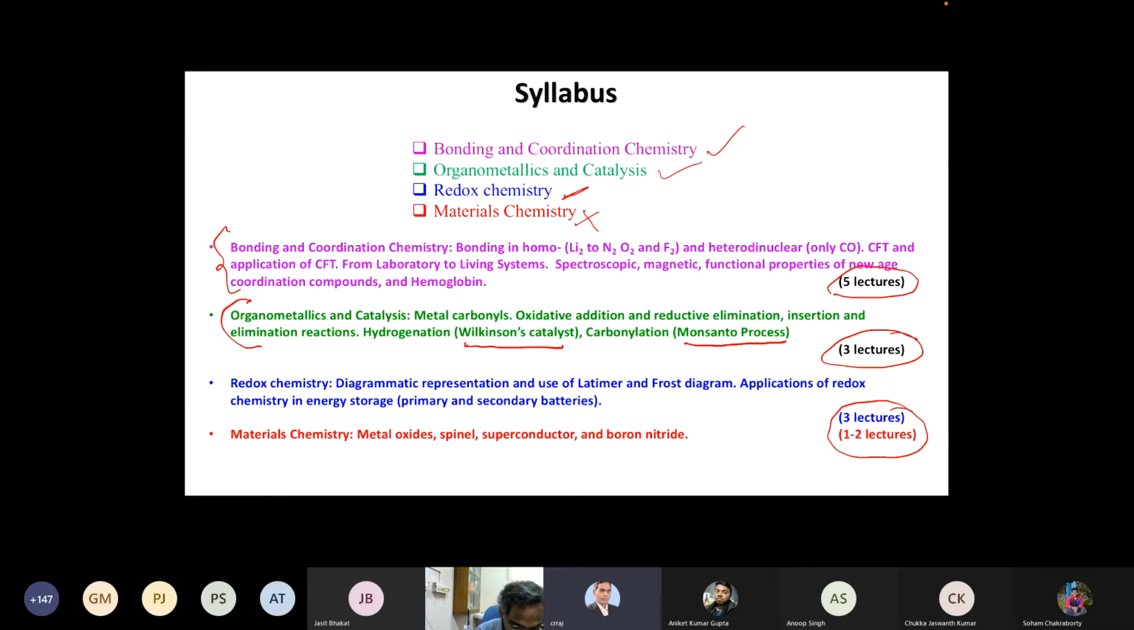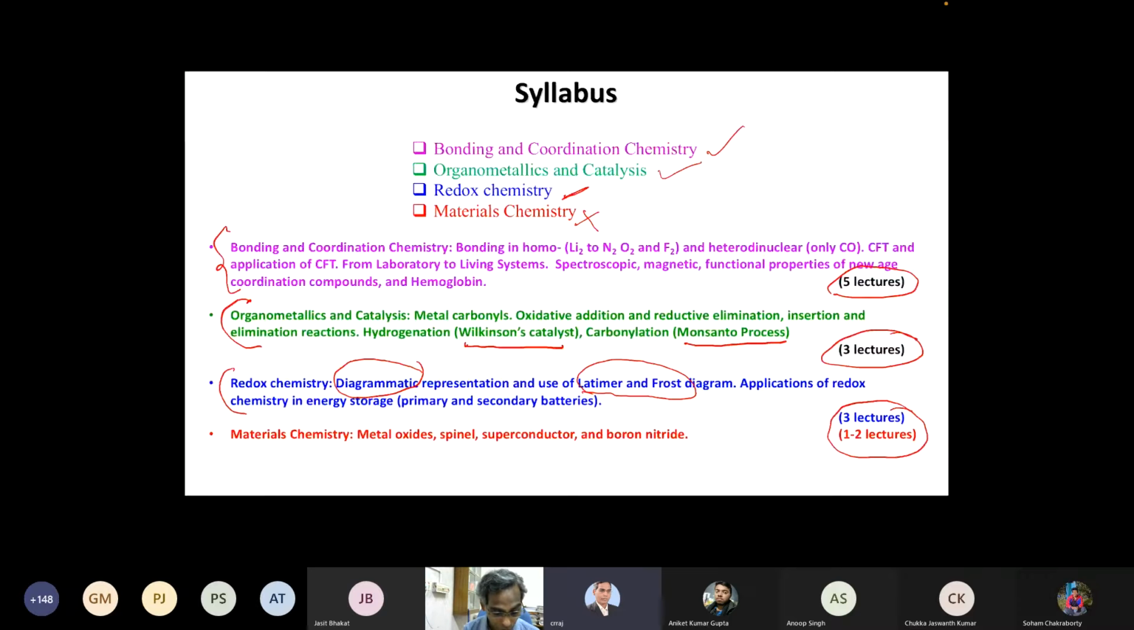And then we'll go, as I said, to the redox chemistry. Here we'll talk about the diagrammatic representation. There are 2 diagrams that I will be teaching, the Latimer and Frost diagrams. Your tutorial teacher will briefly explain the Ellingham diagram that you should have studied during your class 12.